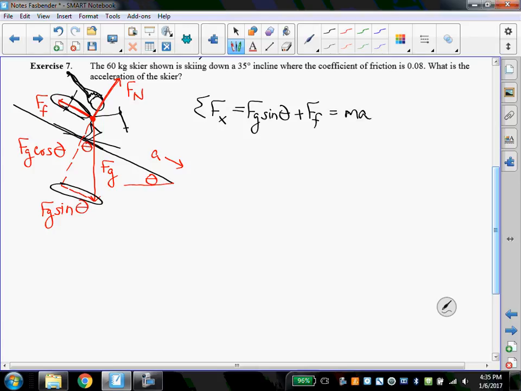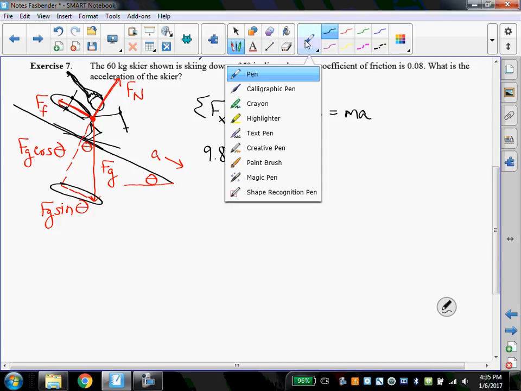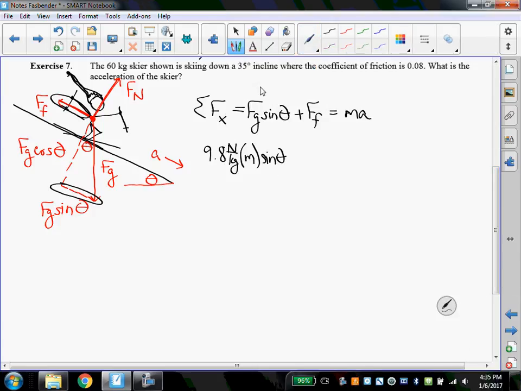Now, Fg, the way we can calculate that is 9.8 newtons per kilogram times our mass times sine of theta. Well, we know mass and we know theta, so we're pretty good there. But we don't know the force of friction, but we could calculate it. And actually, I'm not going to write a plus there. I'm actually going to write a minus there because we know that our force of friction is pointed in the opposite direction. So we've got to show that opposite direction by using a negative sign. So we're going to put minus there instead. But we know that the force of friction is not given to us in the problem, but we can calculate it by saying force of friction equals mu times Fn.